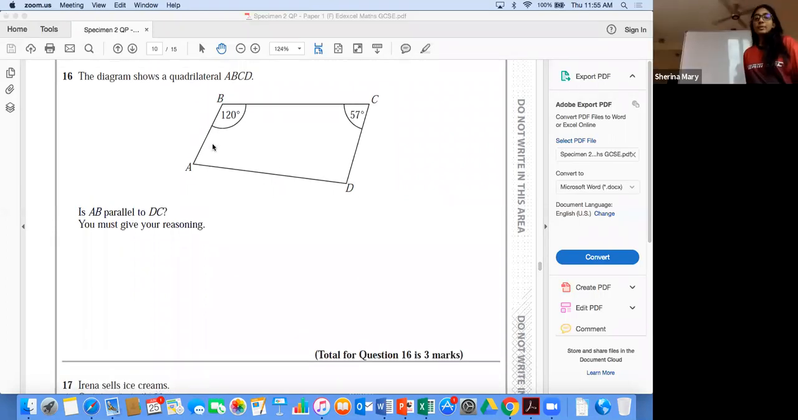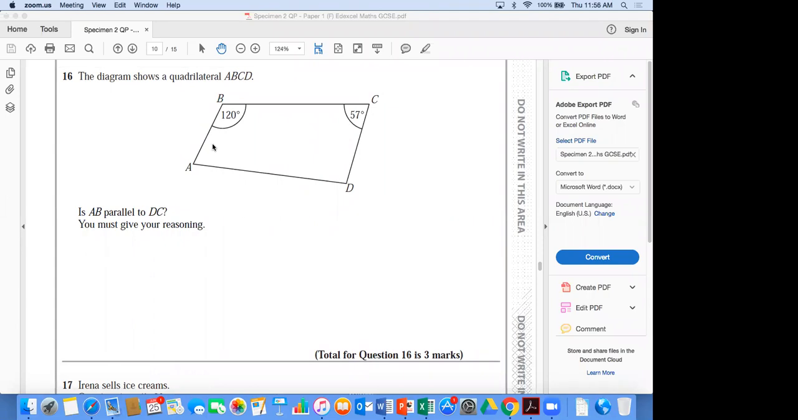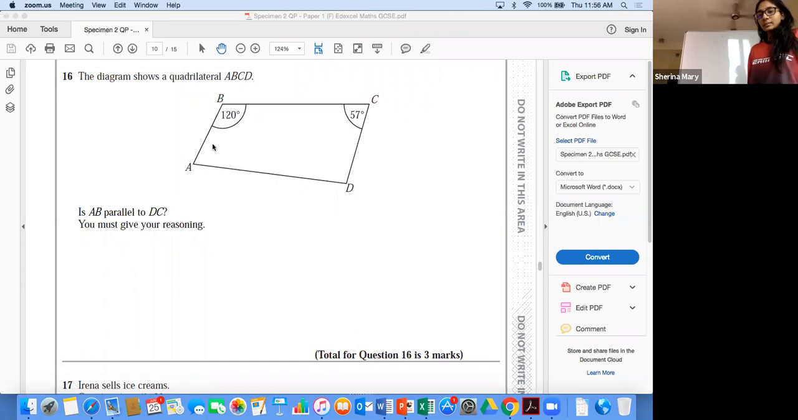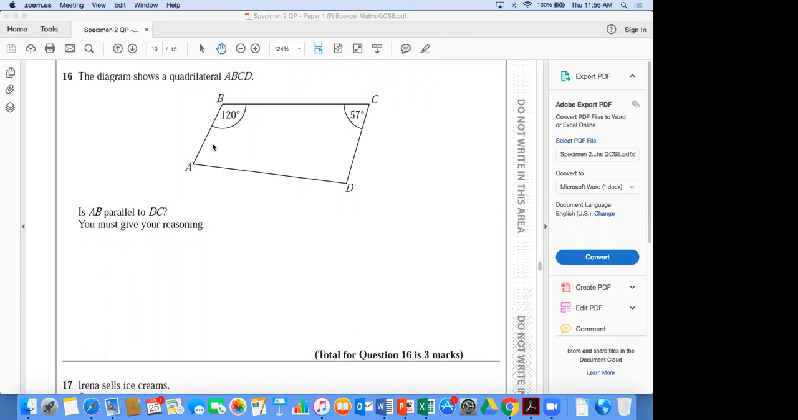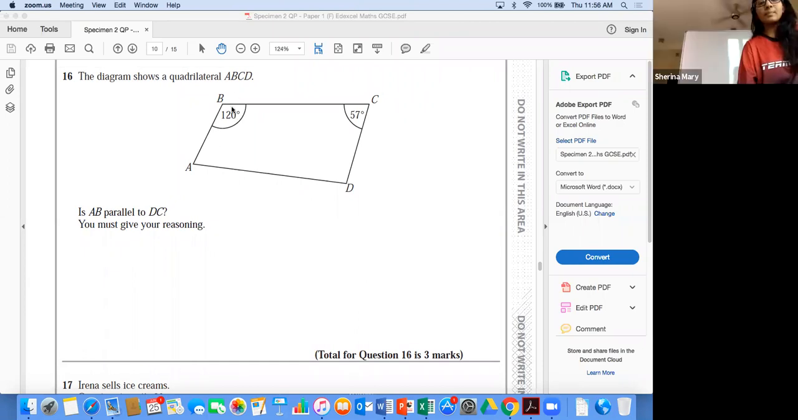Okay, next, I have a quadrilateral ABCD. Is AB parallel to CD? No. Because if they are parallel, they're supposed to have the same angles, right? No, the interior angles add up to 180. Not that they are the same, but these two, when you add up, should be 180. But in this case, when you add it up, it's not 180, so they are not parallel.